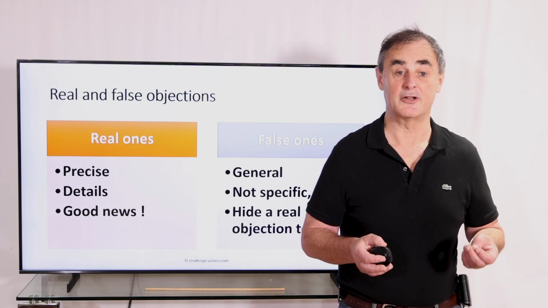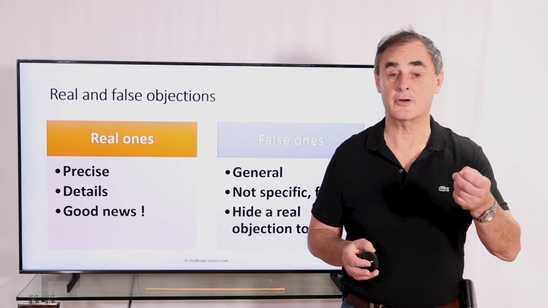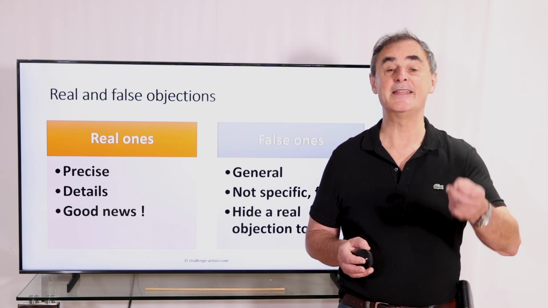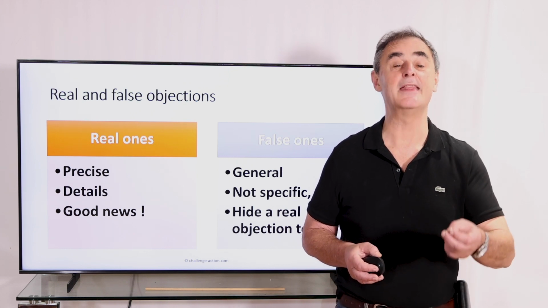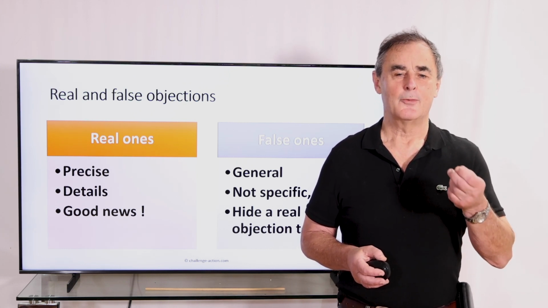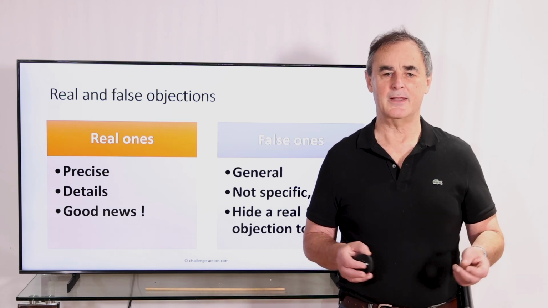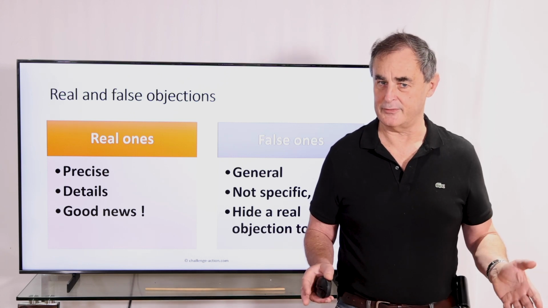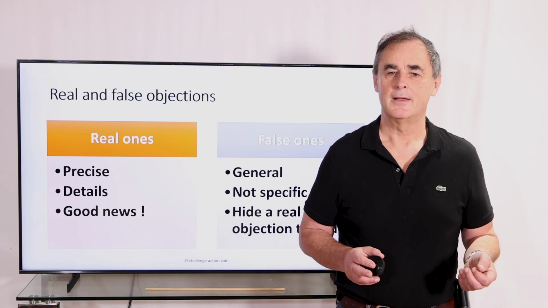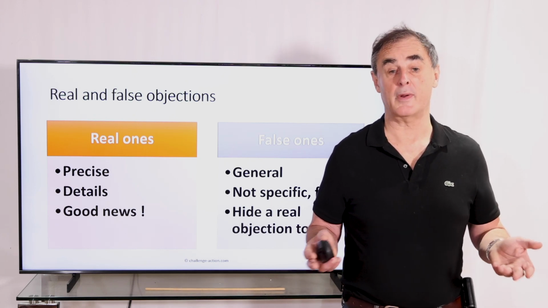Real objections are generally very specific, they are precise. The client gives you details, and it's good news, because if you have a specific objection and you have the answer, after the answer, the client should be ready to buy. Okay? So again, they are precise, detailed, and it's very good news if you have the answer. The problem is that very often the customer who doesn't want to buy won't give you the right objection.